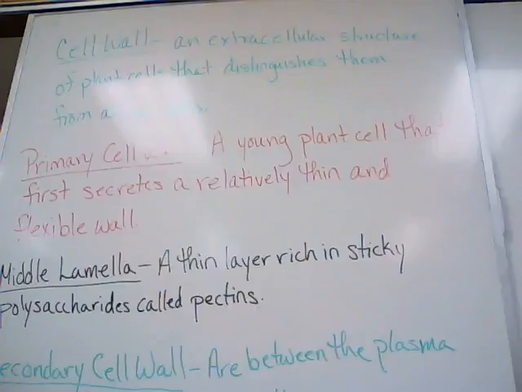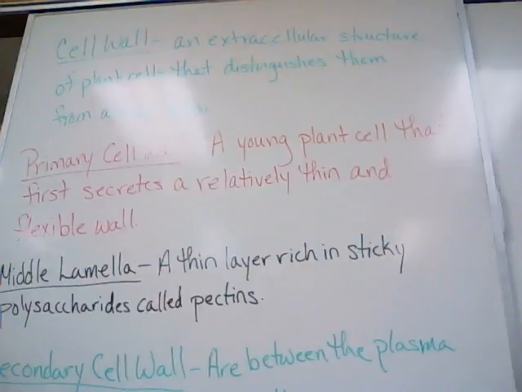Between primary walls of adjacent cells is the middle lamella, a thin layer rich in sticky polysaccharides called pectins. The middle lamella glues adjacent cells together. Pectin is used as a thickening agent in jams and jellies. When the cell matures and stops growing, it strengthens its wall. Some plant cells do this simply by secreting hardening substances into the primary wall.